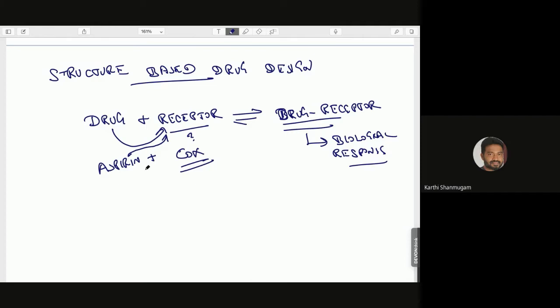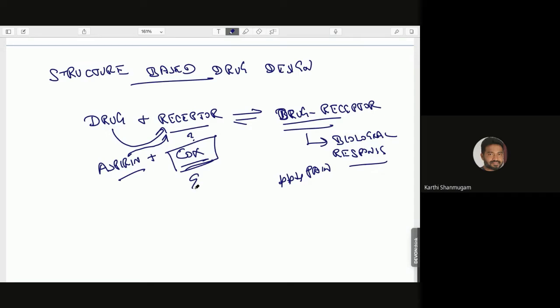Okay, so it forms the aspirin cyclooxygenase complex. So that leads to the biological response. The biological response of aspirin is that it relieves pain. It reduces the pain, inflammation, and has many other activities. So what is going to be structure-based drug design? If you design a drug molecule based on the 3D structure of the drug target. So here the example is cyclooxygenase, right?